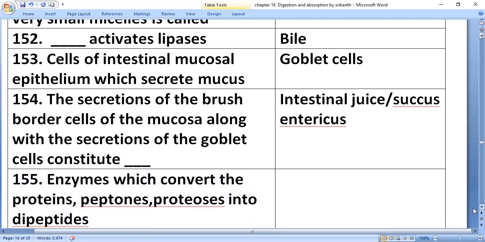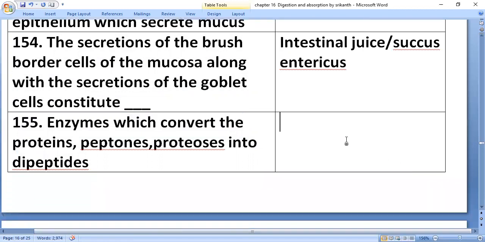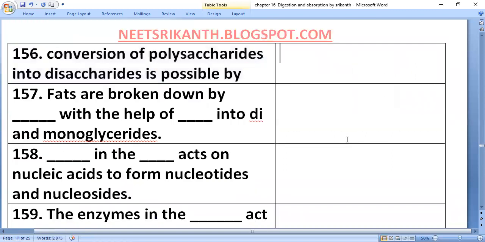Enzymes which convert proteins, peptones and proteoses into dipeptides: trypsin and chymotrypsin. Conversion of polysaccharides into disaccharides is possible by amylase of pancreatic juice. Fats are broken down by lipase with the help of bile into di- and monoglycerides.